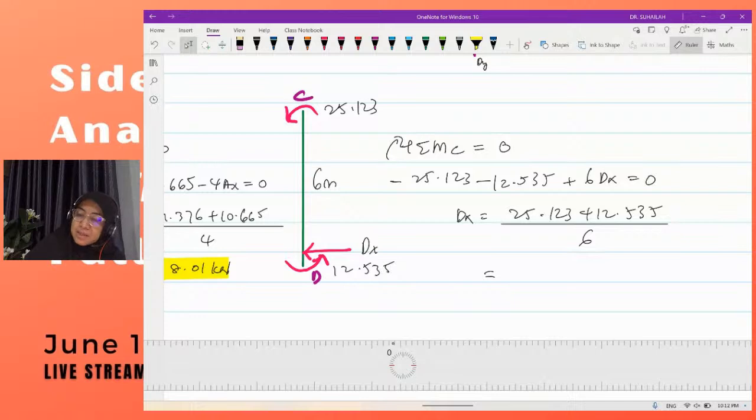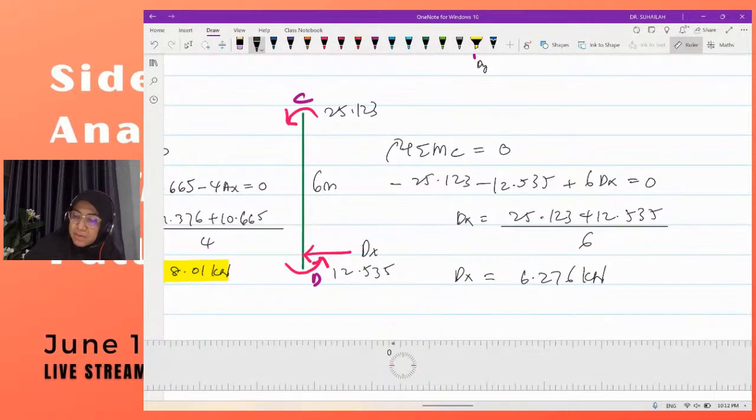6.276. So this is dx, in kilonewton. 6.276 kilonewton.